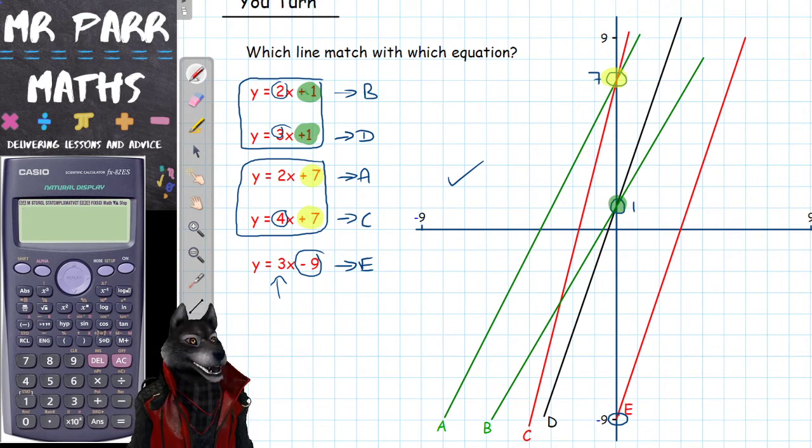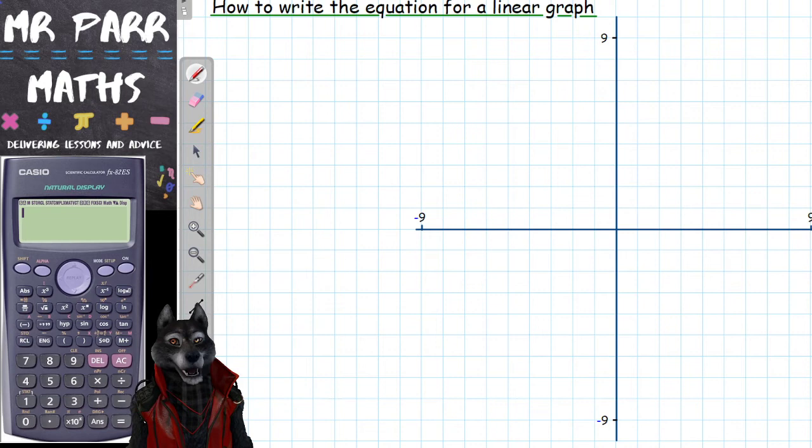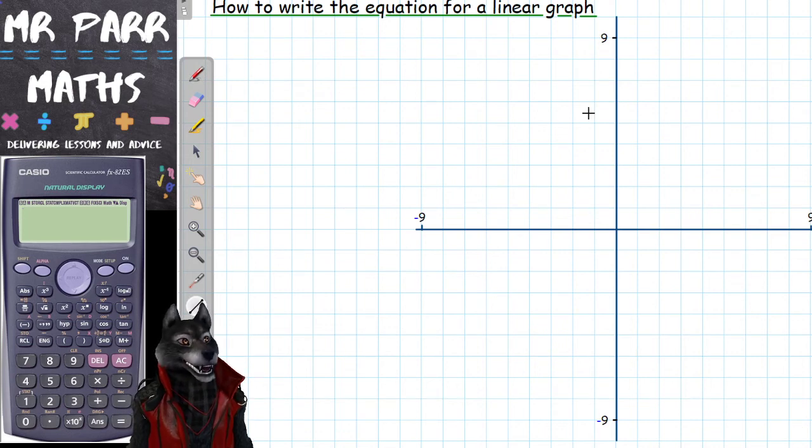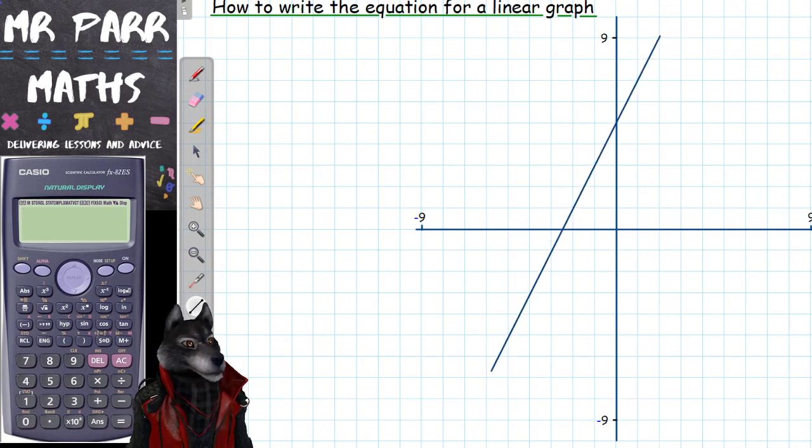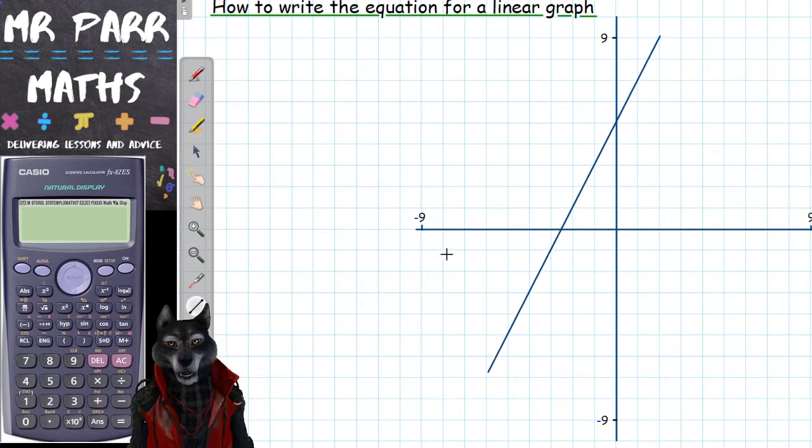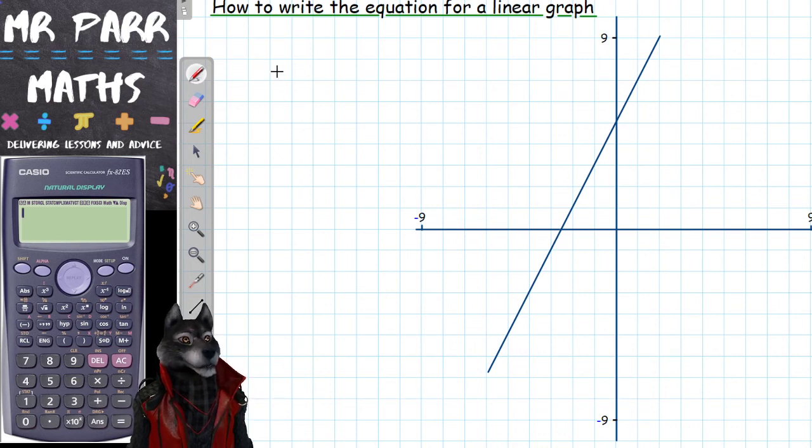Now, how do we then find the equation of a line that's not given to us? Easier than you might think. So I'm going to draw a graph on here. I'm going to create one like this. There we are. One graph. And I know, because this is a straight line, that it must be in the form of y equals mx plus c. Now, to make this equation, I need to know the gradient, and I need to know the y-intercept.